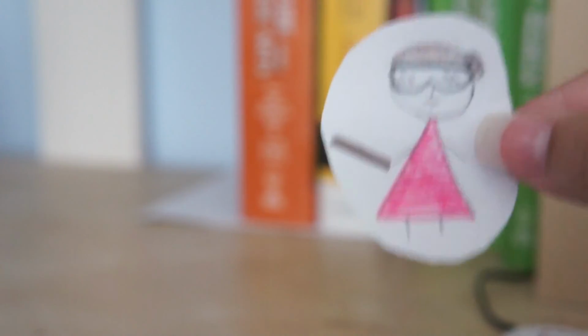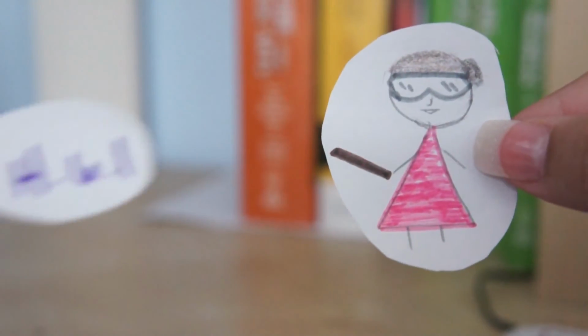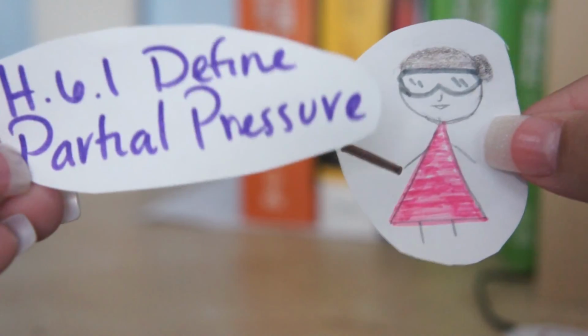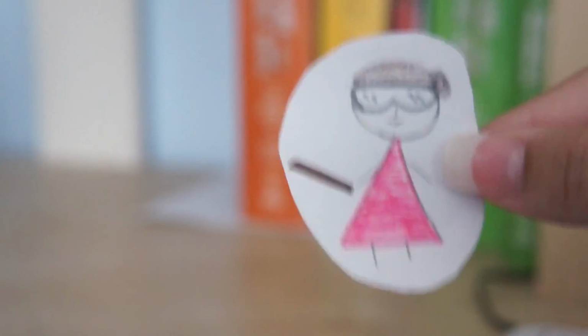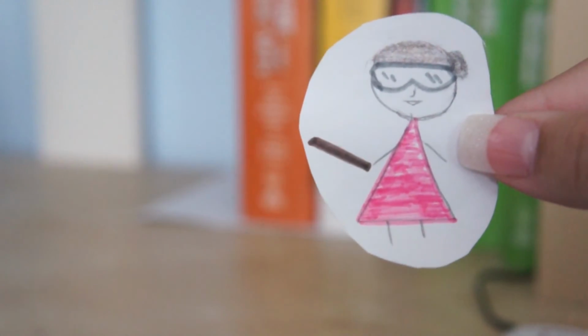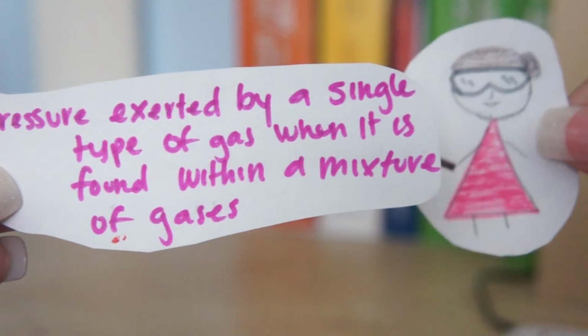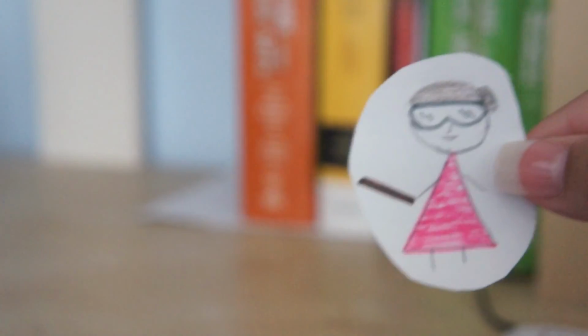Hi, I'm Edith, and I'm here to introduce to you the wonders of H.6.1, which is to define partial pressure. Yay, how exciting! So basically, partial pressure is the pressure exerted by a single type of gas when it is found within a mixture of gases.